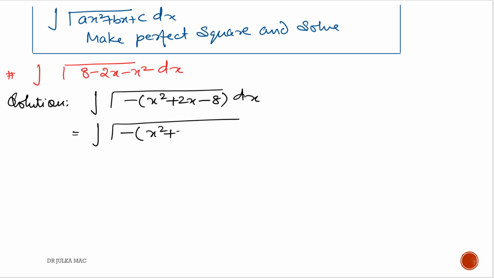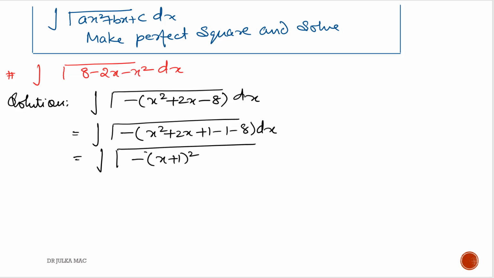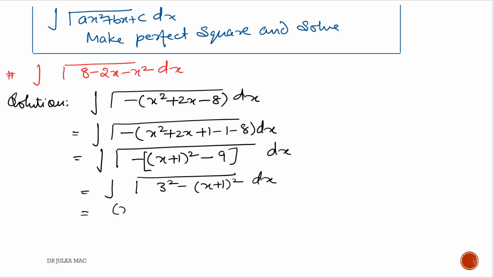To make a perfect square, plus 1 minus 1, and when we simplify this, it is minus in bracket (x plus 1) whole square minus 9. It is 3 square minus (x plus 1) whole square in the root. Here we use the formula of root of a square minus x square. It is x by 2 in the root of a square minus x square plus a square by 2 sine inverse x upon a plus c.